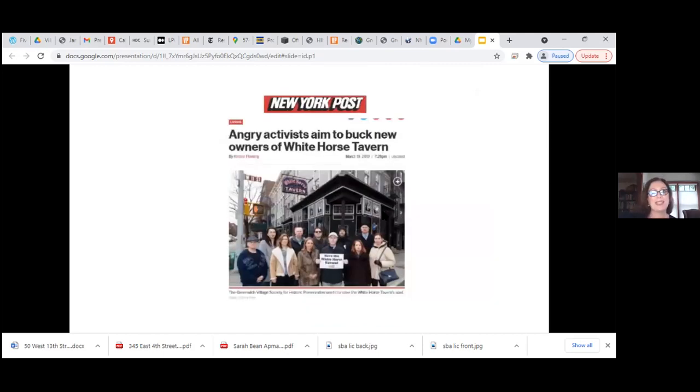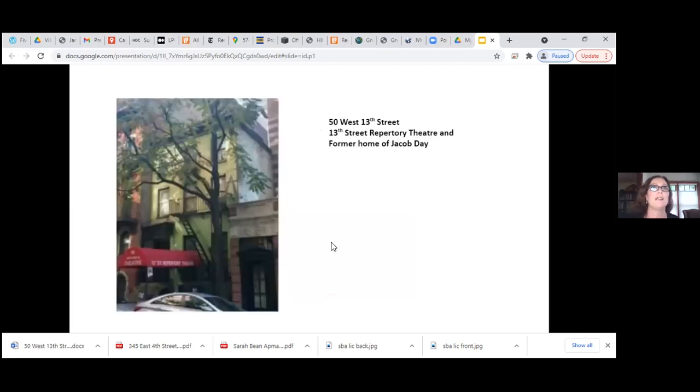And here we show a picture of activists who were advocating for the designation of the White Horse Tavern. The New York Post photographer told us not to smile in the picture. Unfortunately, the Landmarks Preservation Commission did not designate the interior of this building. It is very difficult to get an interior landmark, but if you're going to go for one, I thought the White Horse Tavern was definitely the one to give it a shot.